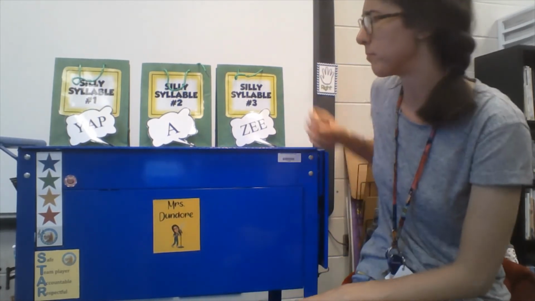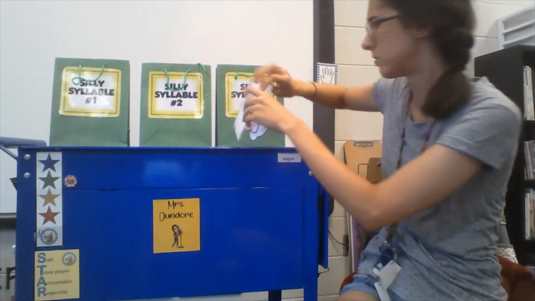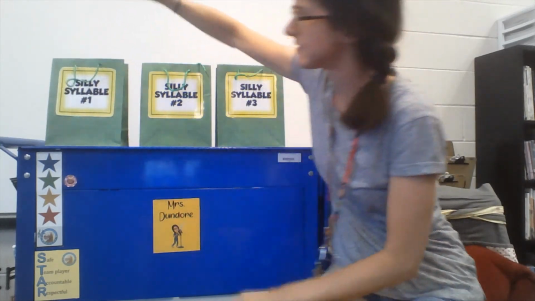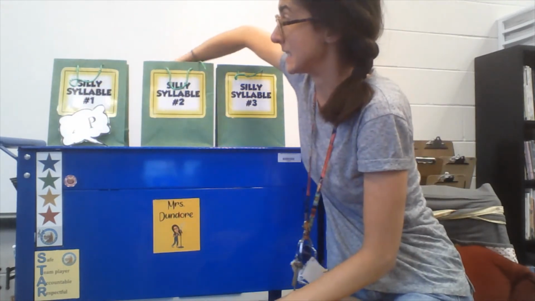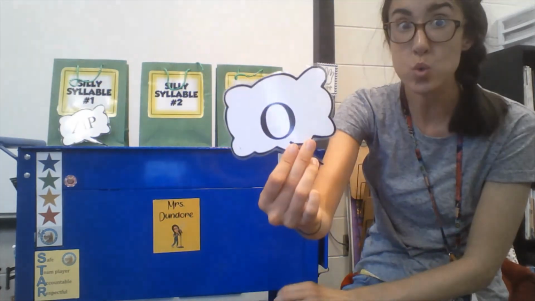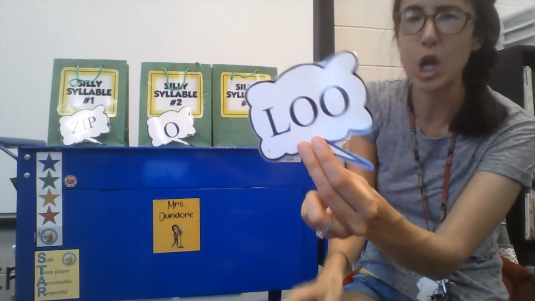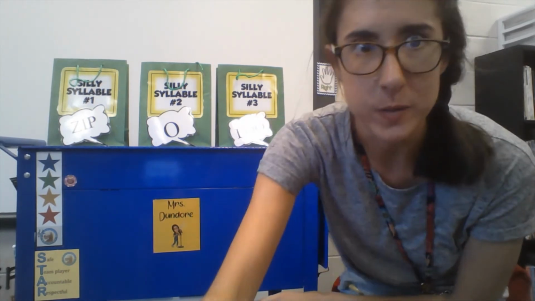Okay, that's quite enough. All right, let's do one more, but we don't want to have yap or z, so we'll just get rid of those. Next, zip. O, zip-o-loo, zip-o-loo. Here we go. See if you can sing along with zip-o-loo this time.